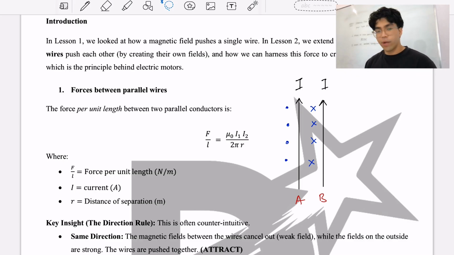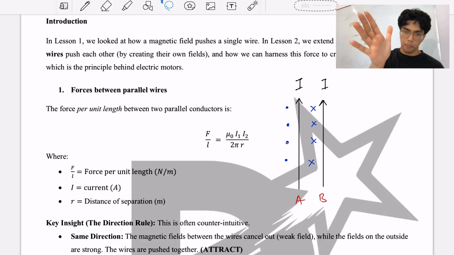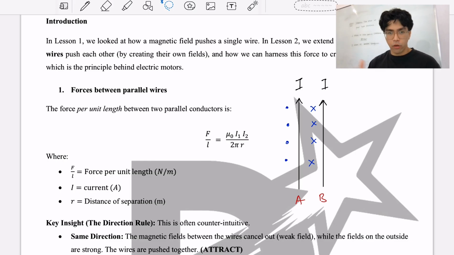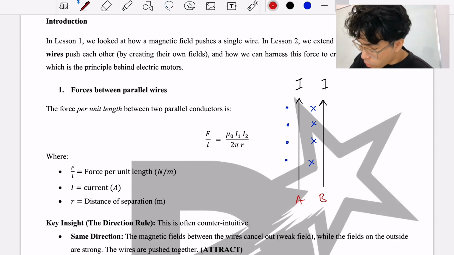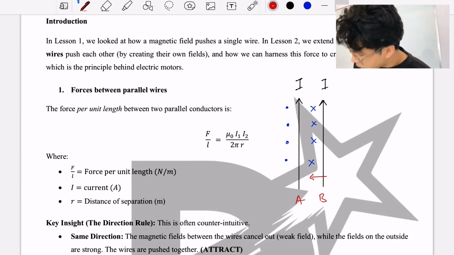And so from lesson 1, which you should know as the motor effect force, a conductor inside of a magnetic field is going to experience a force given by the right hand palm rule, right? So from the motor effect, we know that the fingers represent the magnetic field, the thumb points in the direction of your velocity or the current, and as you can see, the palm is going to point towards the left.